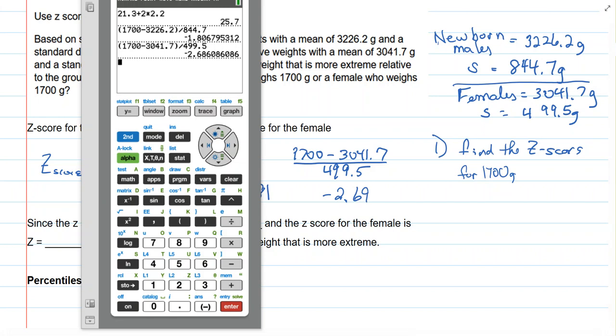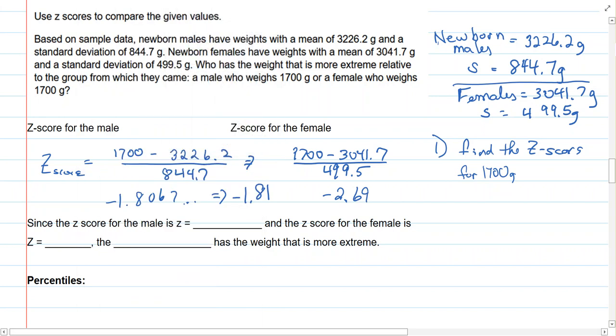All right, so now that I have the z-scores, it says here, since the z-score for the male is a negative 1.81 and the z-score for females is negative 2.69, we can say the female weight has the weight that is more extreme because it is past negative 2.